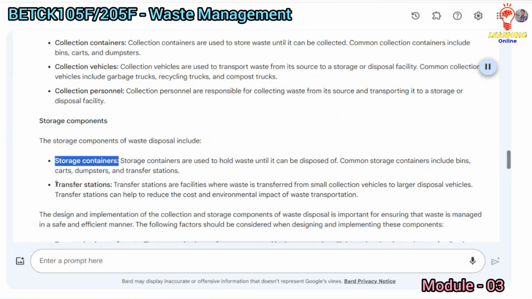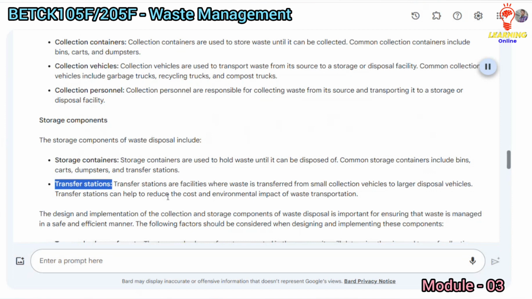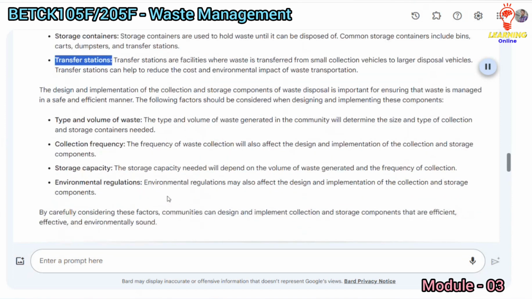Storage containers are used to hold waste until it can be disposed of. Common storage containers include bins, carts, dumpsters, and transfer stations. Transfer stations. Transfer stations are facilities where waste is transferred from small collection vehicles to larger disposal vehicles. Transfer stations can help to reduce the cost and environmental impact of waste transportation.